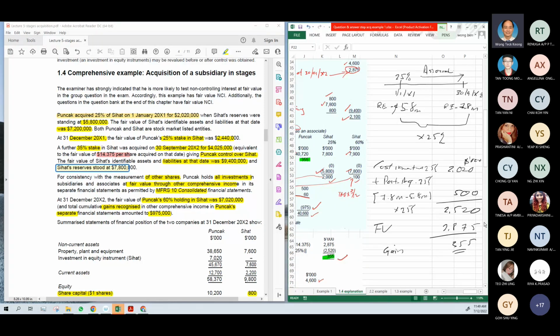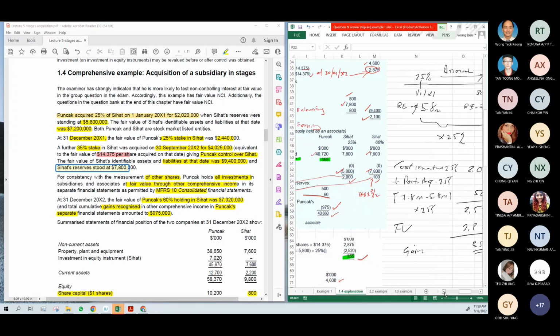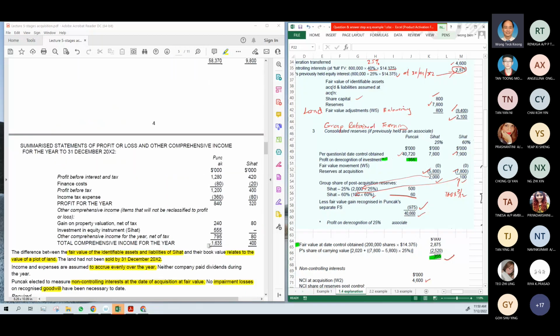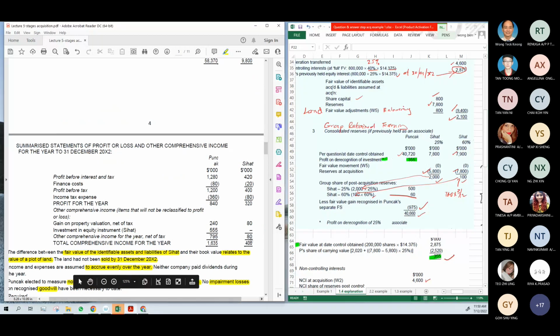Now, when your associate becomes a subsidiary, you have to do one more step, the equity accounting, because the associate must share profit. So your 355, you put in the group retained earnings. For Sehat, you must apportion the profit, the 25% interest and the 60% from 30th September onwards. You can confirm it with the P&L, easier. So 400 here is the profit of Sehat.